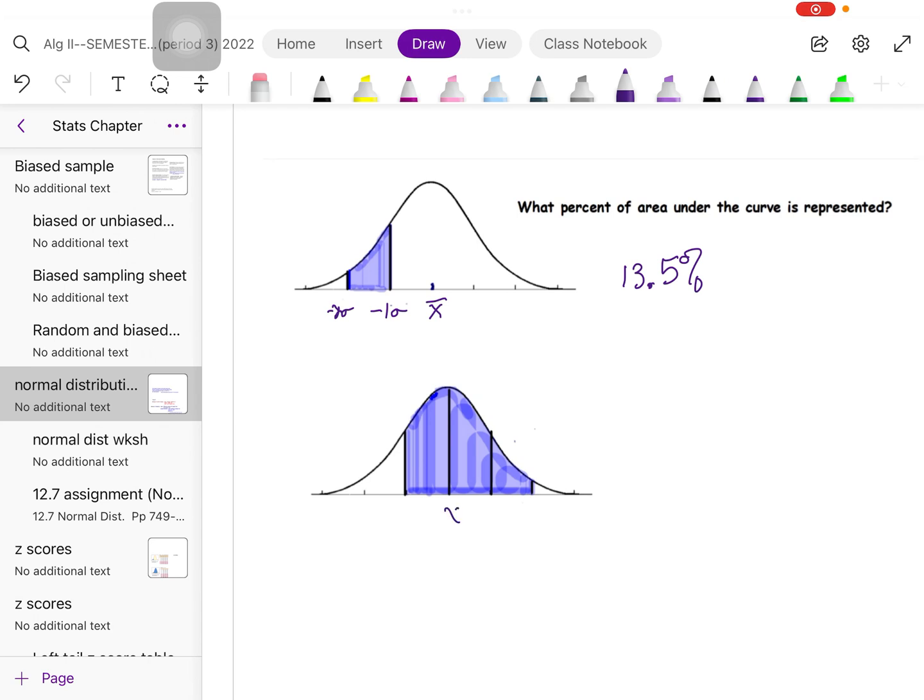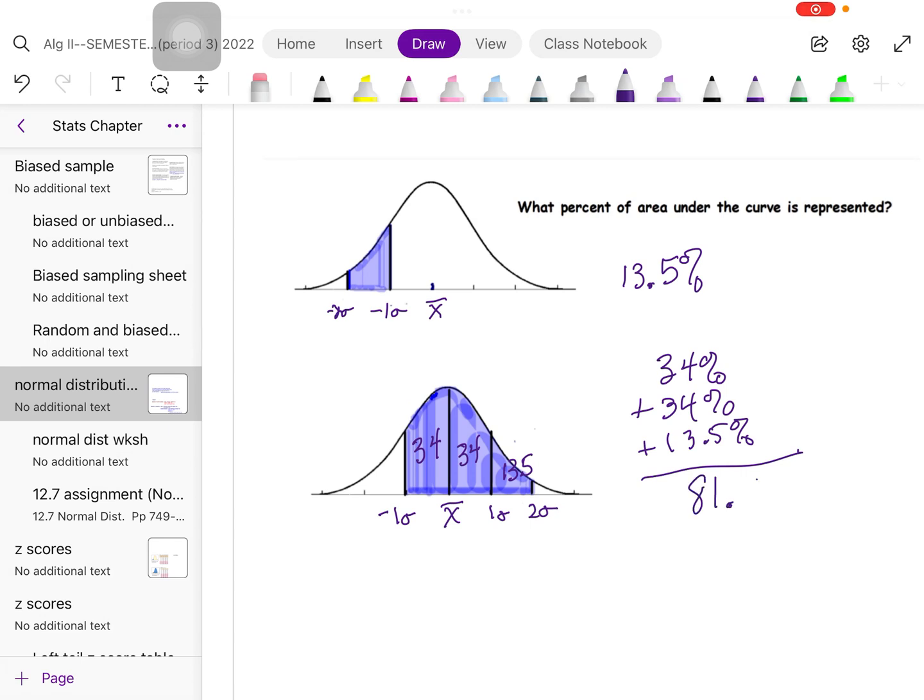So again, smack dab in the middle is my X bar, to 1 deviation, to 2 deviations, and then I go left 1 deviation. So this is 34%, this is 34%, and this is 13.5%. So 34% plus 34% plus 13.5% gives me 81.5% of the data shaded under the curve.